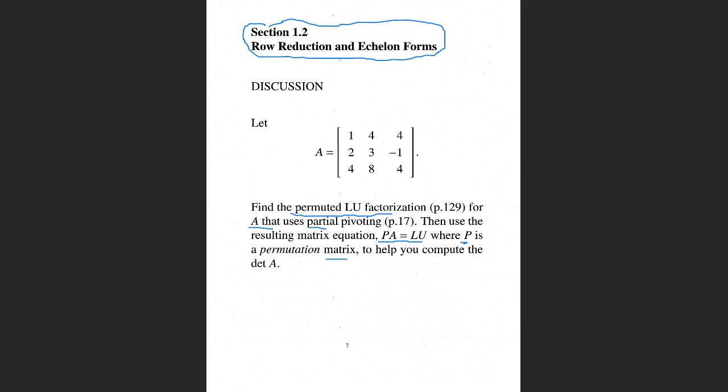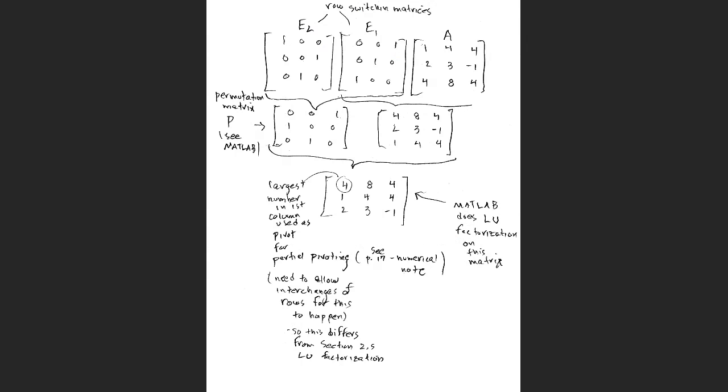Okay, and again, you can listen to the recording again as you wish. So what I've done is I have the matrix A here. The matrix A is right here. It's a 3 by 3. And what I want to do is move the 4 here in the first column to the top of the column.